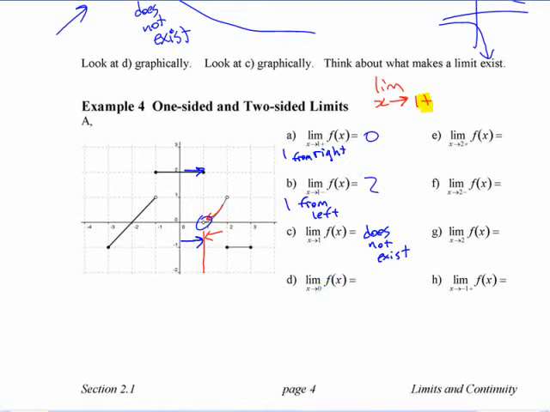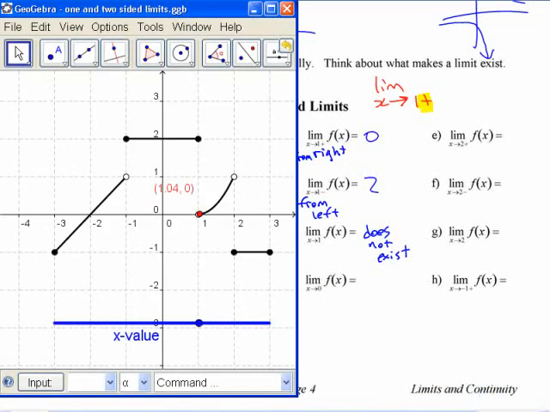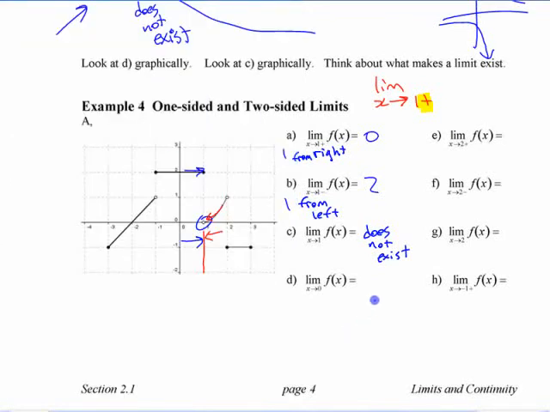As you approach 0 here, from the right, I'm headed for 2, and from the left, I'm headed for 2. It's actually defined at 0, right? It's headed for the same number from either side, so that two-sided limit does exist. It's 2, because it's headed for the same value from either side. And if you look at 2 here, 2 from the positive side and 2 from the negative side.